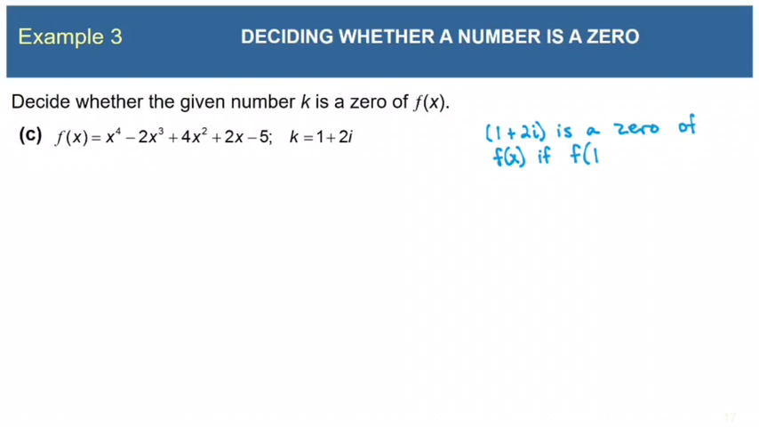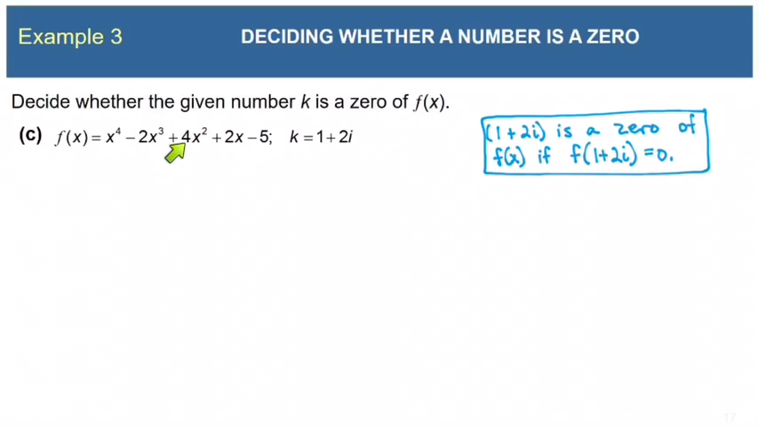Okay, 1 plus 2i is a 0 of our function if f of 1 plus 2i equals 0. Well, it might feel a little scary at first to do this process with complex numbers, but we can do it. We'll just have to be careful, and we'll have to remember that i squared equals -1. So let's copy down our coefficients. There'll be 1, -2, 4, 2, and -5.